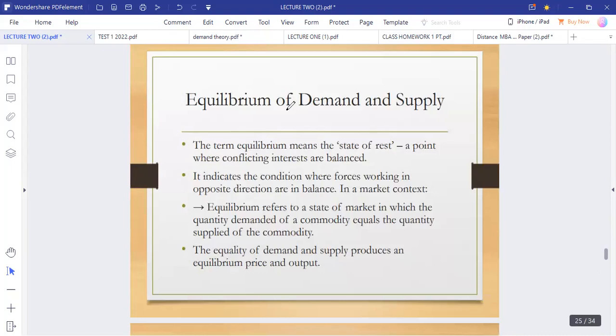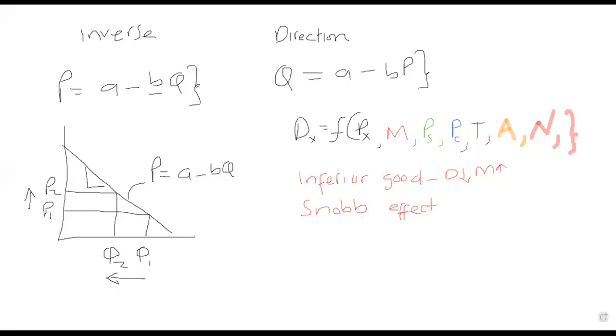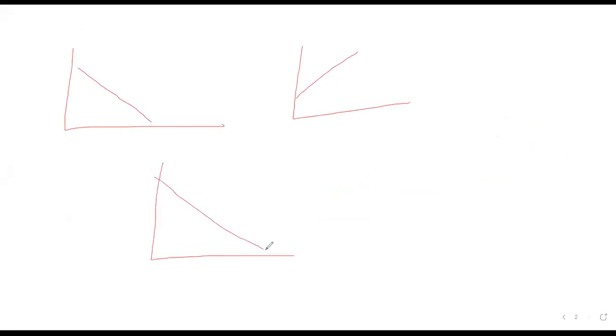Now, if these two parties are left uncontrolled, the consumer would want to exploit the supplier by going as low as possible, and the supplier would want to exploit the consumer by going as high as possible. But these two need to meet at a point which is called equilibrium. Equilibrium is the point at which the consumer meets the supplier. This point here is called equilibrium.